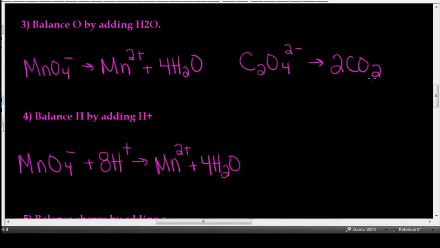What am I doing? Balancing hydrogens over here. There are no hydrogens over here, so that reaction just stays the same. 2CO2.